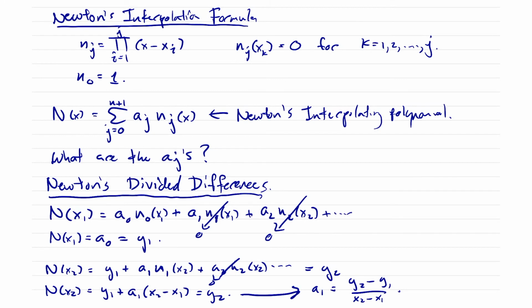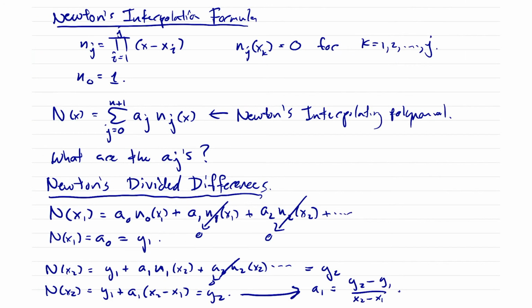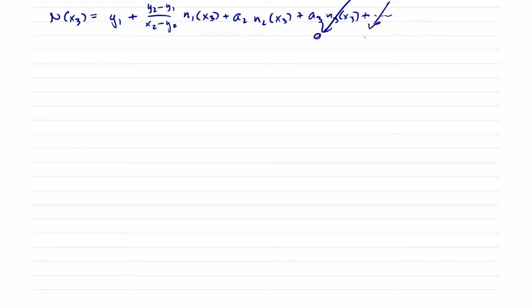All right. Now, let's go ahead and figure out what N of x3 is, or what a2 is using N of x3. So N of x3 is going to give us a naught, which we already determined is y1, times N naught, which is just the constant function 1, plus now we have y2 minus y1 over x2 minus x1, times N1 of x3, plus a2 times N2 of x3 and so forth, plus a3 N3 of x3 plus etc. But we know from here on all these terms are 0.